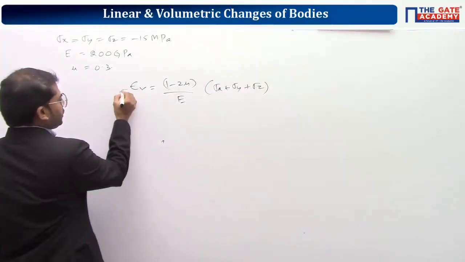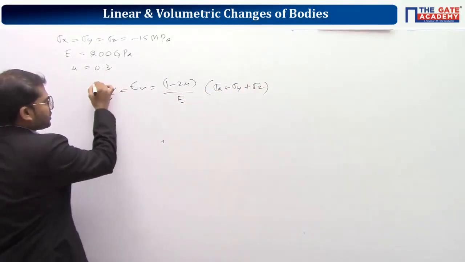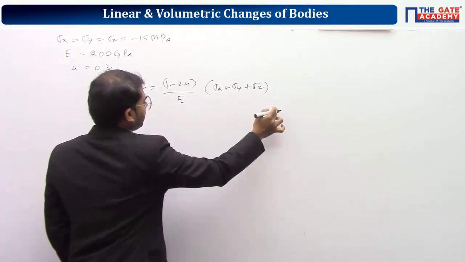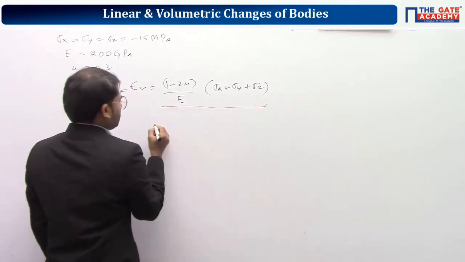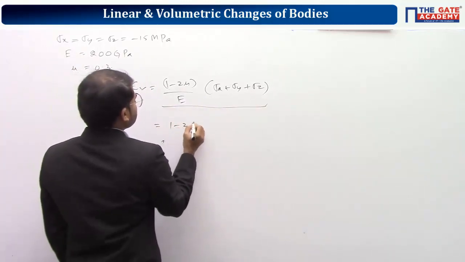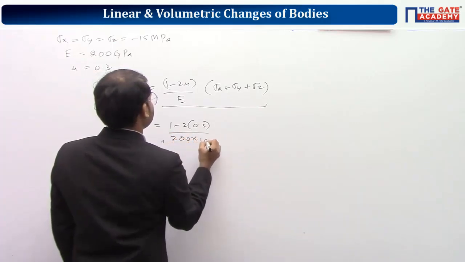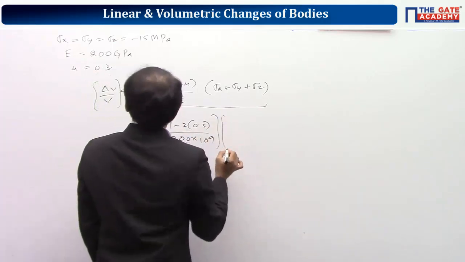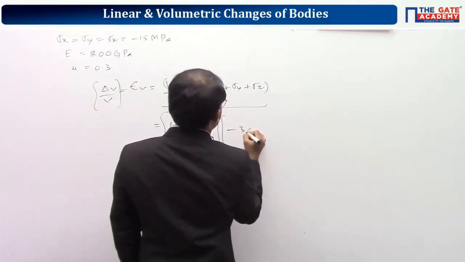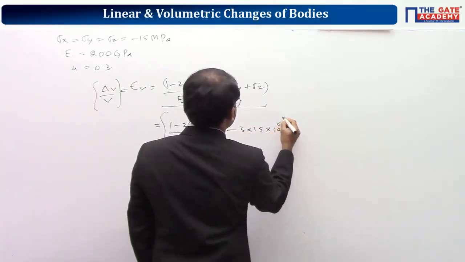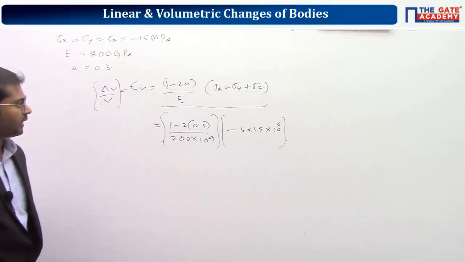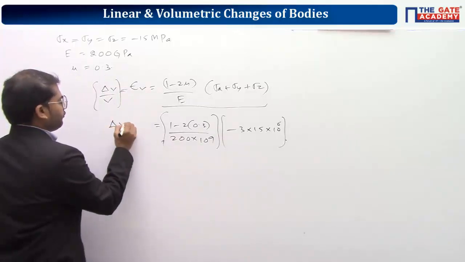This gives you the change in volume by original volume, so it's a dimensionless quantity. Let's get this value: (1 minus 2 into 0.3) by Young's modulus, 200 into 10 power of 9, whole into sigma x plus sigma y plus sigma z, which becomes minus 15 into 10 power of 6. This gives you the change of volume.